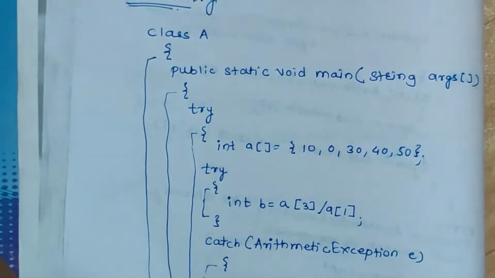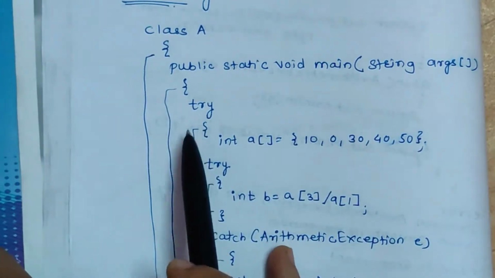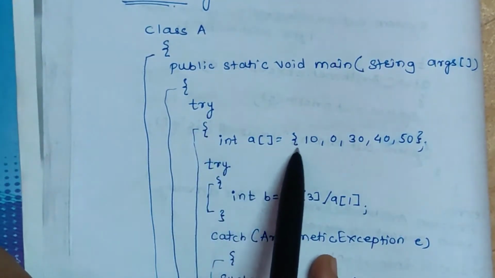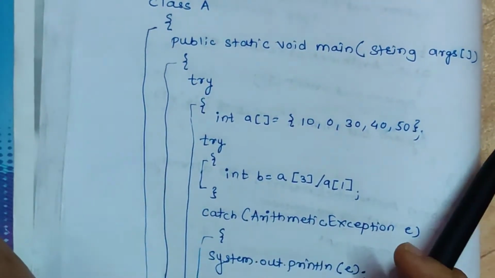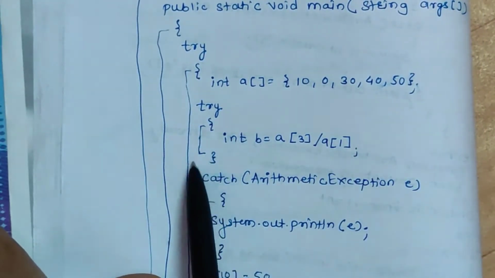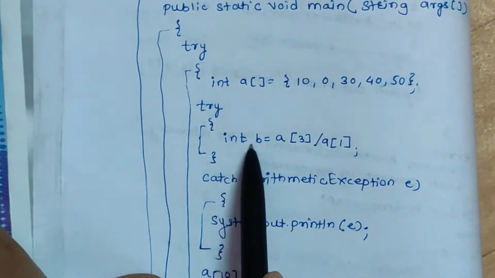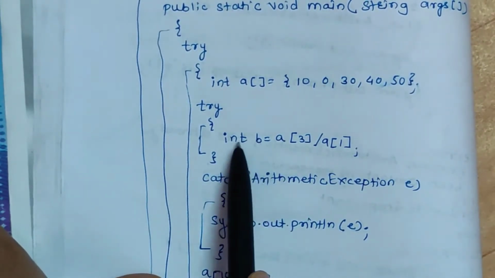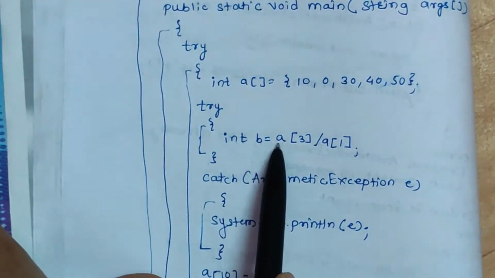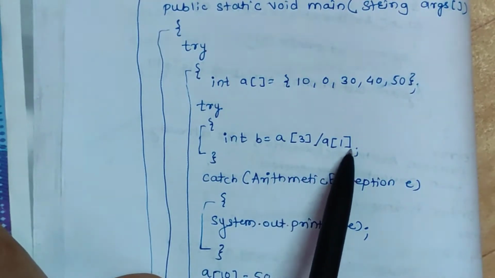So this is a simple example. Here we have defined a class A. This is a main method. This is a try block. In try block I have defined an array. Then next, in this try block I have again written another try block, and here I am trying to define a variable. We have defined one variable integer type of b, and we are assigning value of a of 3 by a of 1.